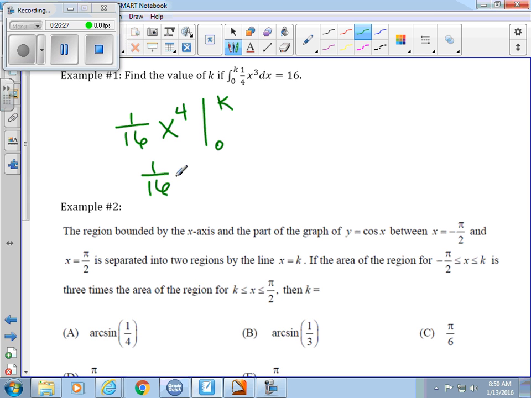So at k, wouldn't that just be 1/16 k to the 4th? Whatever that is, it's minus 0. And it says that equals 16, right? And what was the question? What is k? Well, k to the 4th is 16 times 16. If you know that, you can write it down, or you could leave it as 16 times 16. Since I'm about to 4th root it, it might even help to leave it as 16 times 16. It is 256, but what to do? What is the 4th root of 16 times 16?